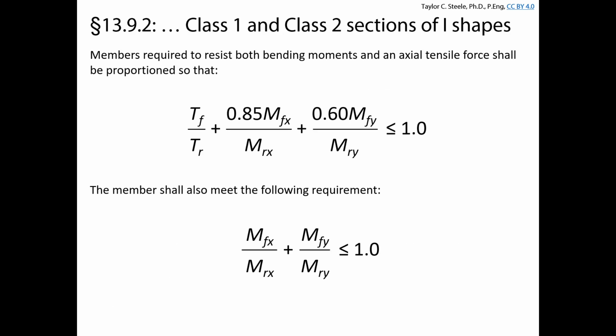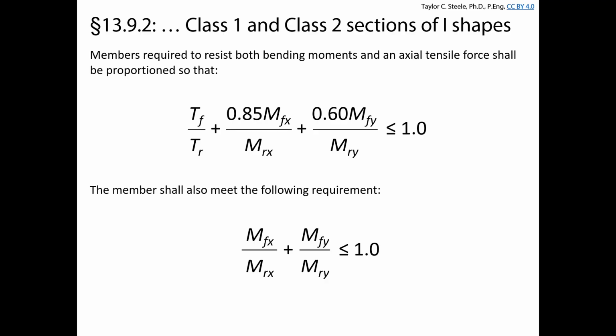When you read clause 13.9.2, which is for class 1 and 2 sections of doubly symmetric I shapes, then things start to look a little bit different. We've got TF over TR plus 0.85 MFX over MRX plus 0.6 MFY over MRY. That has to be less than or equal to 1. And then it's also going to say, well, you should check the interaction equation without any tension, just based on MFX over MRX plus MFY over MRY. So that might seem a little weird.